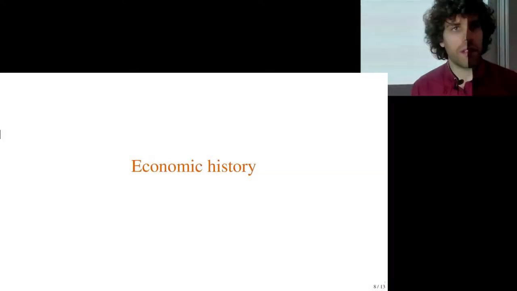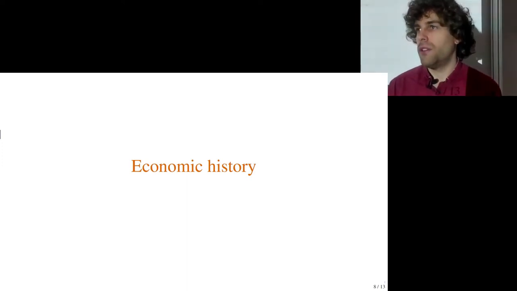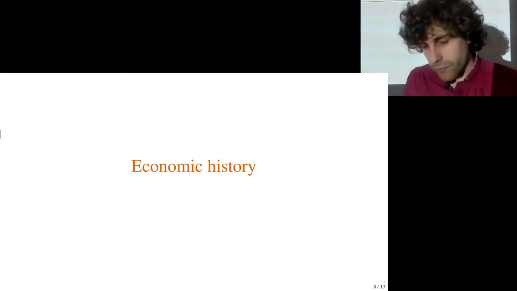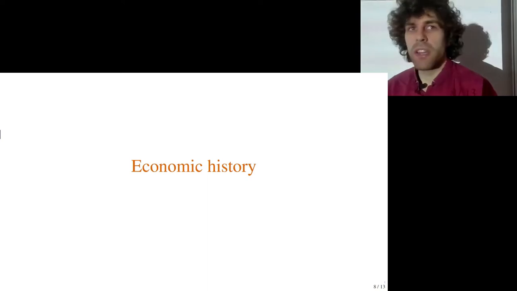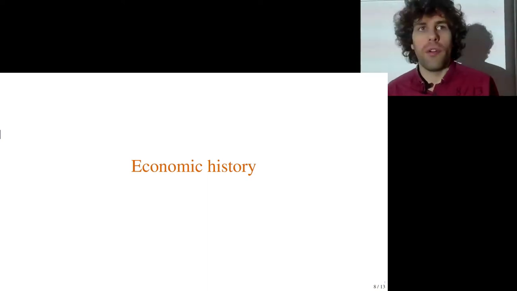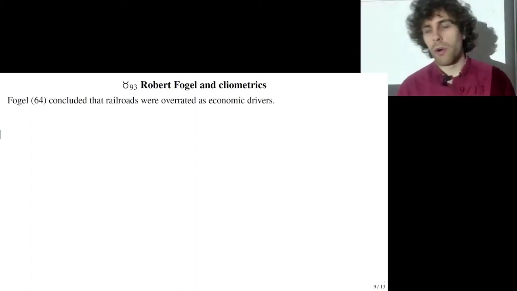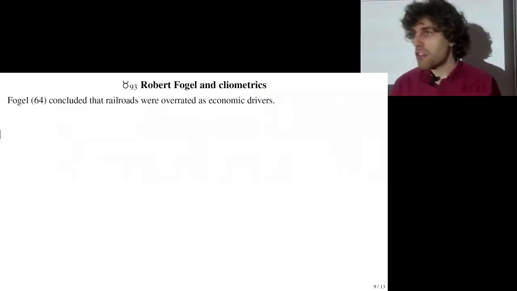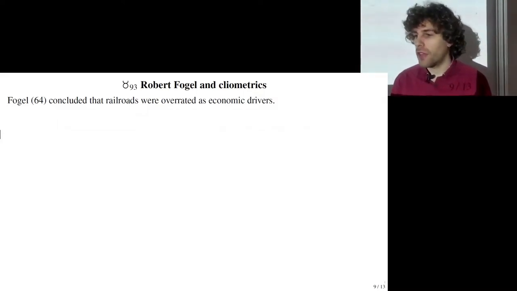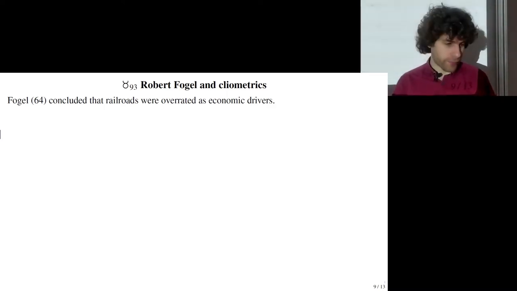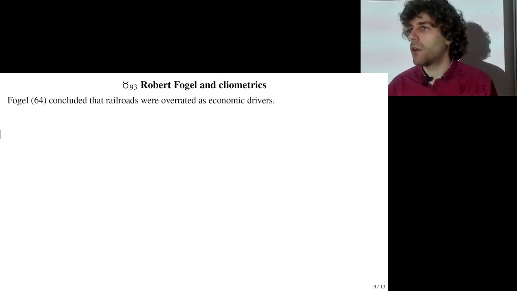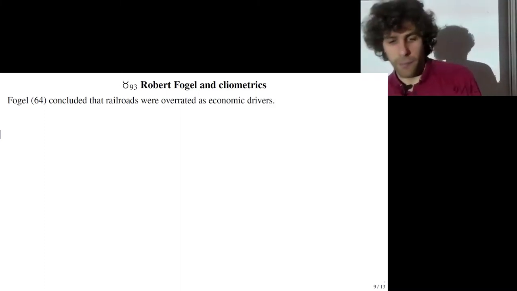Economic history is the study of history using economic concepts, and it also improves economic knowledge through the lessons from the past. So two Nobels were awarded in economic history, to Robert Fogel and Douglas North, who are both important in founding the cliometrics field, which is the application of statistical methods, so rigorous economic analysis, to historical data.